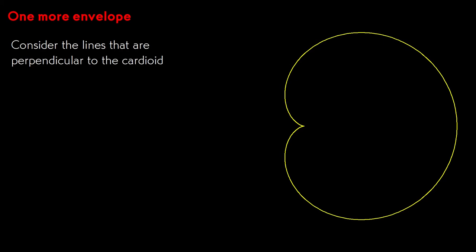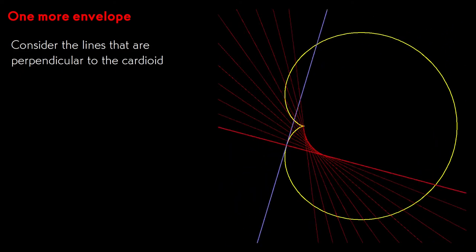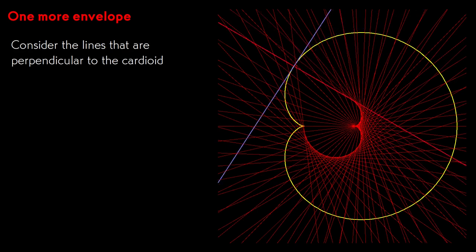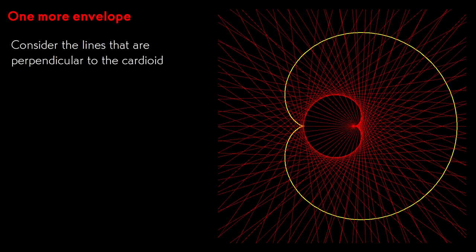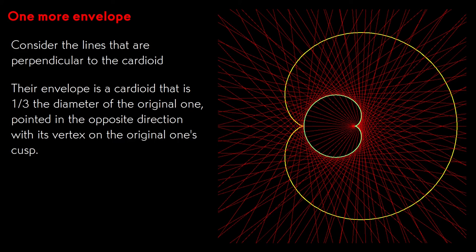Before we go, let's look at just one more envelope. Start with a cardioid this time. Consider the pencil of lines that meet the cardioid at right angles. A mathematician would say that they are normal to the cardioid, and define them as being perpendicular to the tangent line at the point of tangency. The envelope of these lines is a cardioid exactly one-third the size, in a mirror image to the original cardioid, with its vertex against the original cardioid's cusp.